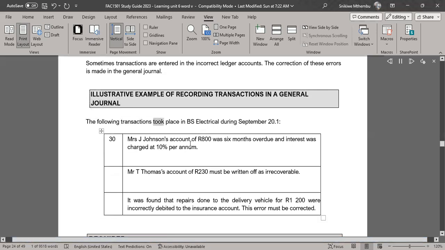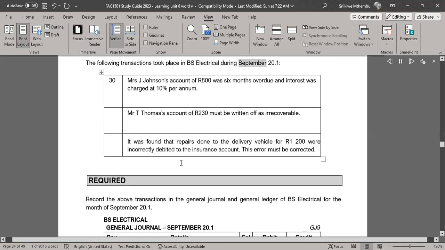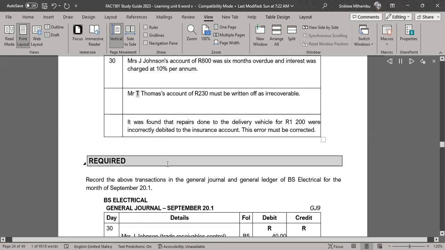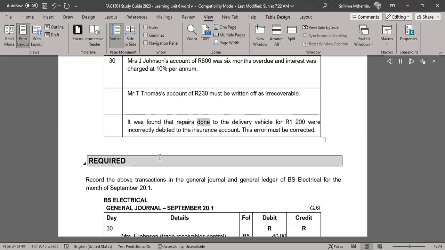The following transactions took place in BS Electrical during September 20.1. 30. Mrs. J. Johnson's account of R800 was 6 months overdue and interest was charged at 10% per annum. Mr. T. Thomas's account of R230 must be written off as irrecoverable. It was found that repairs done to the delivery vehicle for R1200 were incorrectly debited to the insurance account. This error must be corrected.